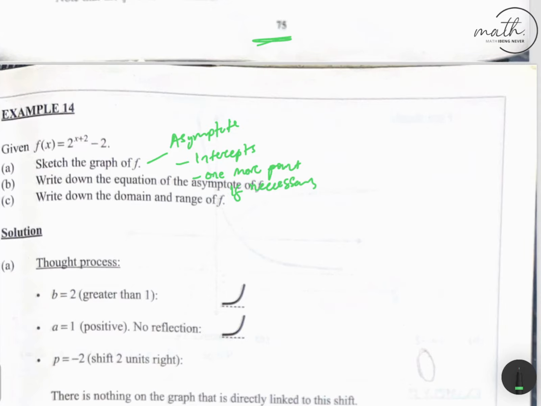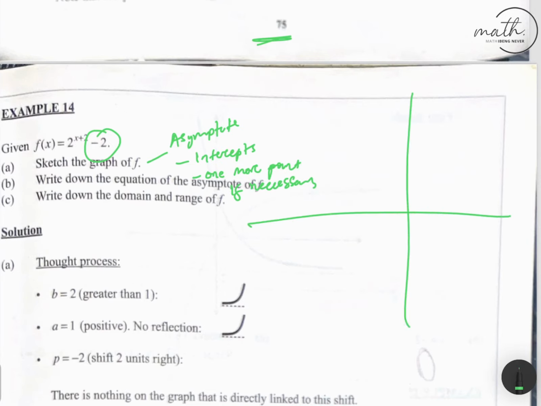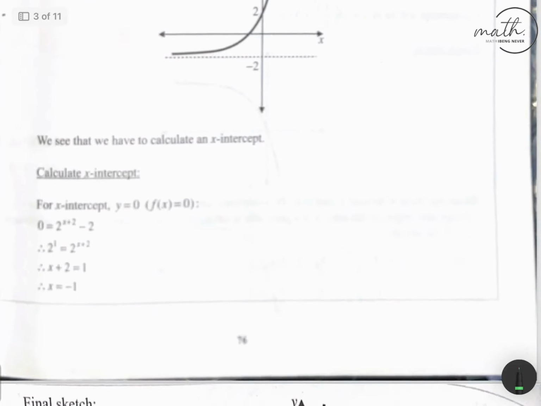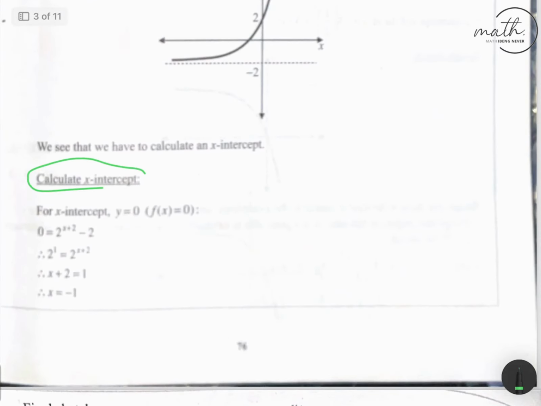So in this case, let's sketch it. The asymptote is here. When you're drawing the dotted line, you're going to go to -2 and draw the dotted line there. So you just need to know whether it's above or below. That's the asymptote, which means y equals -2. Intercepts: to find intercepts, let's start with the x-intercept. That is y equals 0. That means you put 0 on this side.